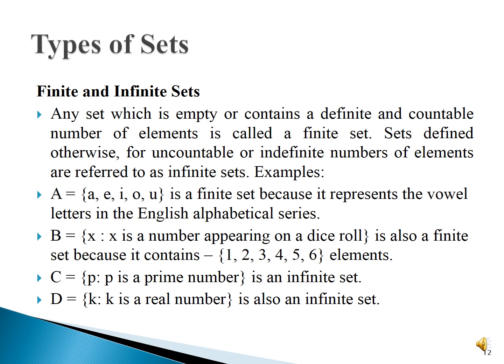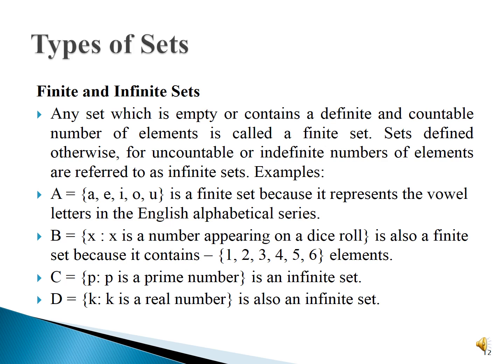Here are some examples. The first example is the set A, which contains the vowels A, E, I, O, U. This set will be called a finite set because it represents the vowel letters in the English alphabet, and we know that in the English alphabet there are only 5 vowels. So set A will be called a finite set.